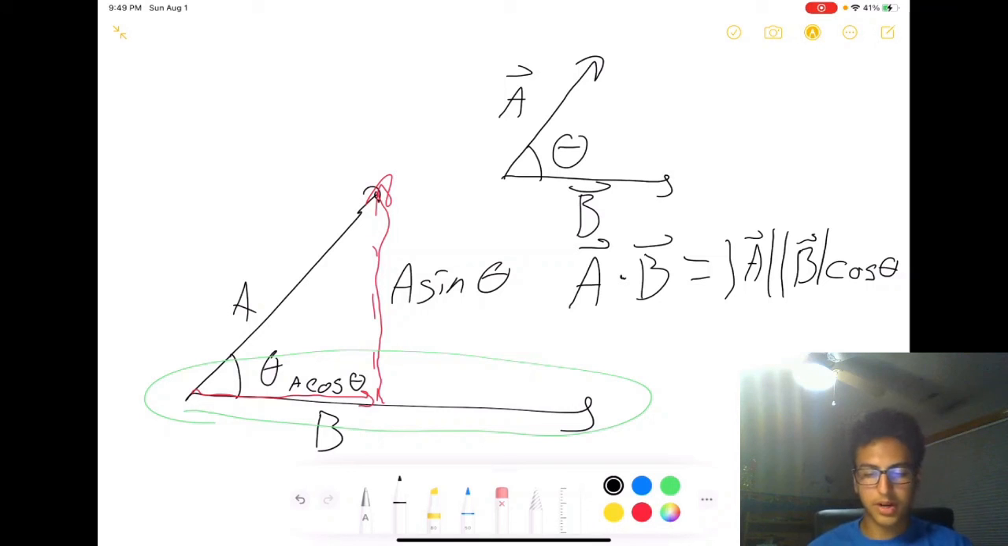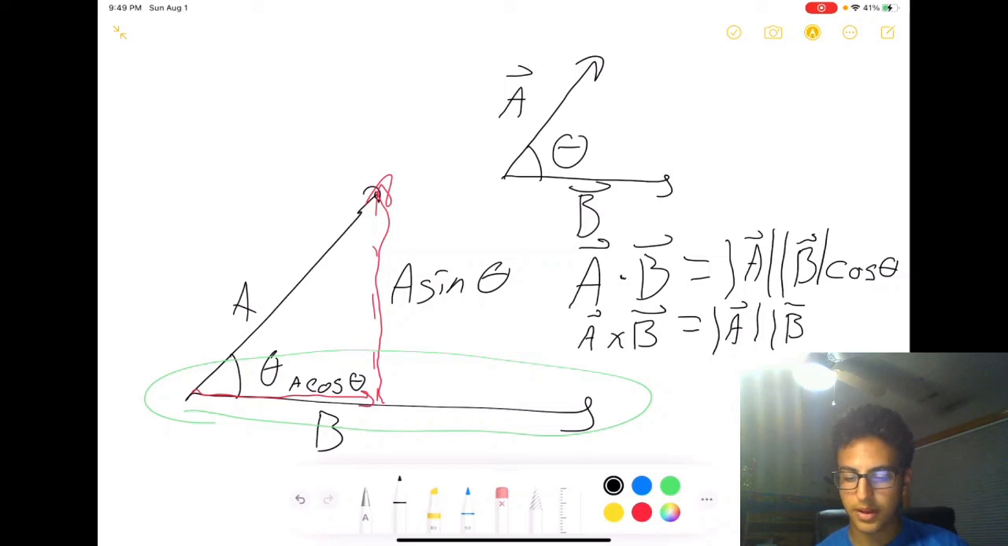Now if we want the cross product that's perpendicular to each other, we can look at it the same way. The section that's perpendicular is A sine theta, and the magnitude of B is still the same. So A cross B is equal to the magnitude of A times the magnitude of B times the sine of the angle between them.